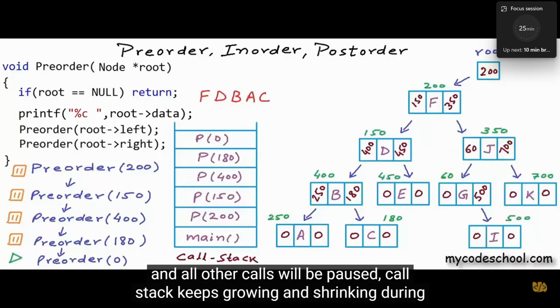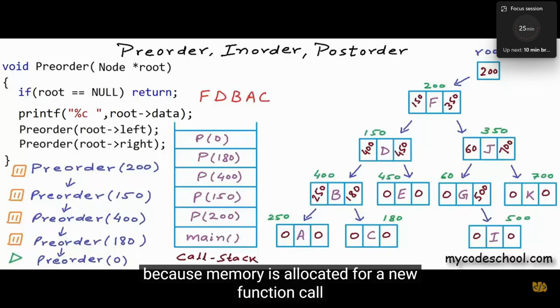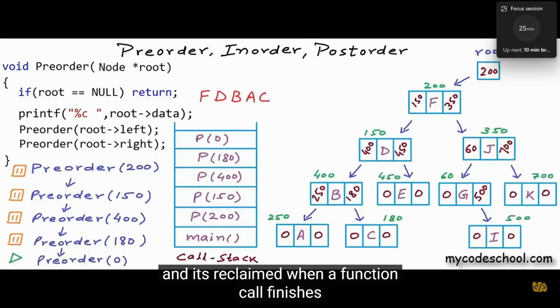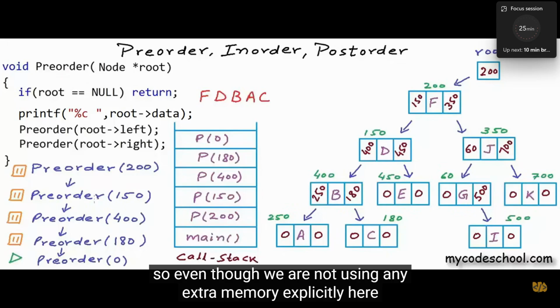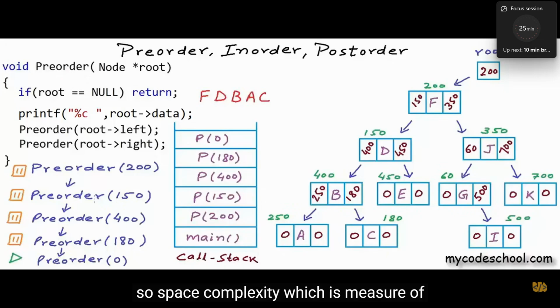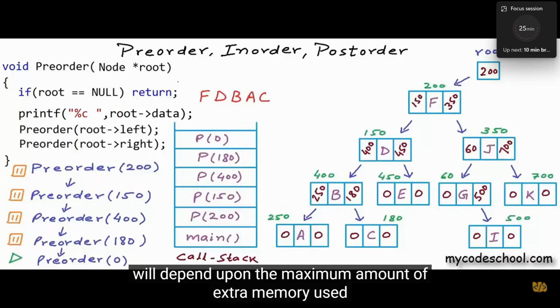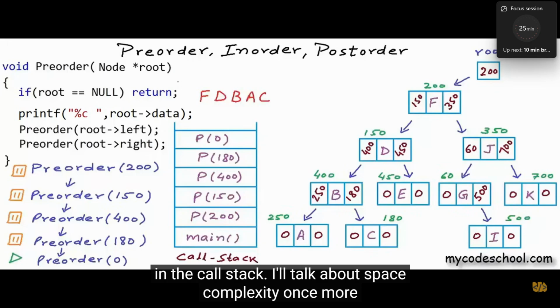The call stack keeps growing and shrinking during execution of a program because memory is allocated for a new function call and it's reclaimed when a function call finishes. So even though we are not using any extra memory explicitly here, we are using memory implicitly in the call stack. So space complexity, which is a measure of the rate of growth of extra memory used with input, will depend upon the maximum amount of extra memory used in the call stack. I'll talk about space complexity once more later.